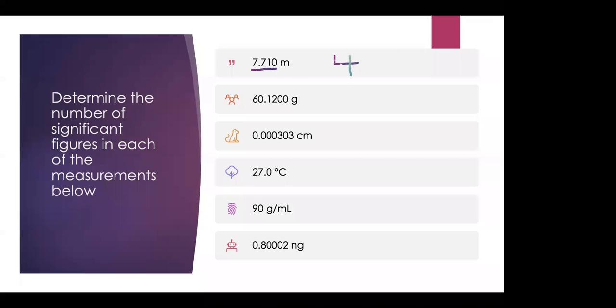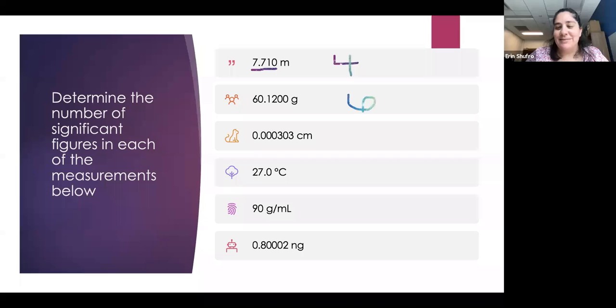I got 6. That is exactly right. Right? We have a captive 0 and we have a couple of trailing zeros. The captive zeros always count, and the trailing zeros in this case count because of the decimal point. And of course, the 6, the 1, and the 2 count. So awesome job.